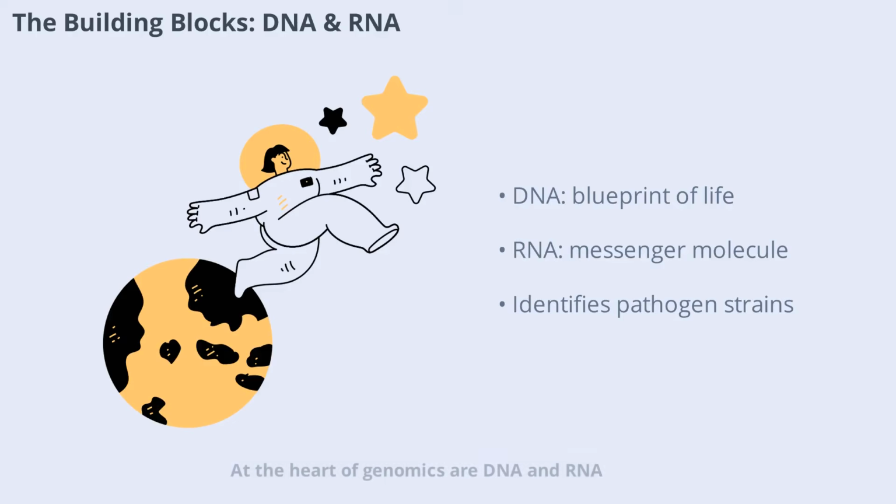The heart of genomics are DNA and RNA, the molecules that carry genetic instructions in all living things, including infectious agents. DNA is like a blueprint, while RNA often acts as a messenger. By decoding these molecules, scientists can identify unique features of each pathogen. This helps in distinguishing between different strains and understanding how they adapt to new environments or hosts. The study of these building blocks is foundational to all genomic research in infectious diseases.